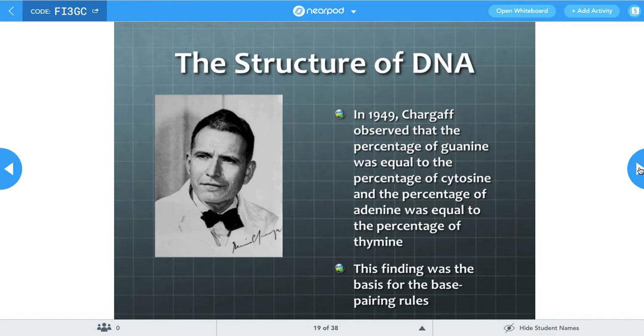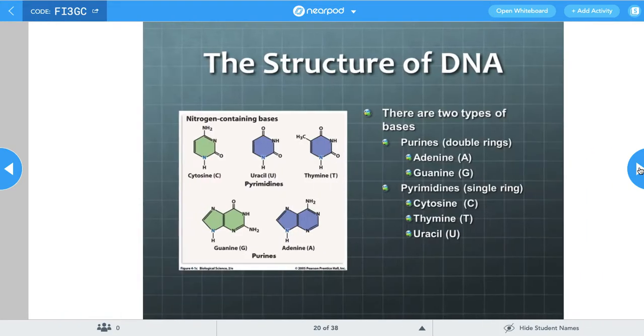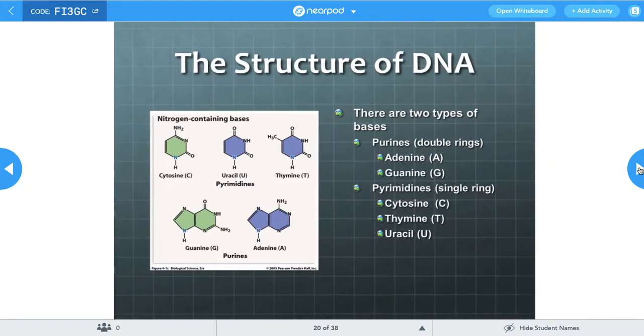So the structure of DNA was in 1949 with Chargaff, and he observed that the percentage of guanine was equal to the percentage of cytosine, and the percentage of adenine was equal to the percentage of thymine. This finding was the basis of what we call the base pairing rules. There are two types of bases: purines and pyrimidines. Purines are A and G, adenine and guanine, while pyrimidines are cytosine, thymine, and uracil.